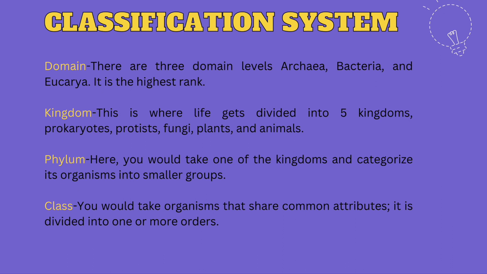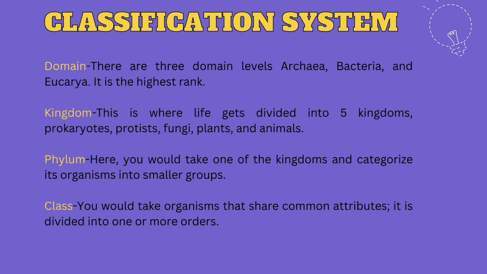First, there's domain. There are 3 domain levels: archaea, bacteria, and eukarya. It is the highest ranked. Then there's kingdom. This is where life gets divided into 5 kingdoms: prokaryotics, protists, fungi, plants, and animals. Phylum. Here you take one of the kingdoms and categorize its organisms into smaller groups.